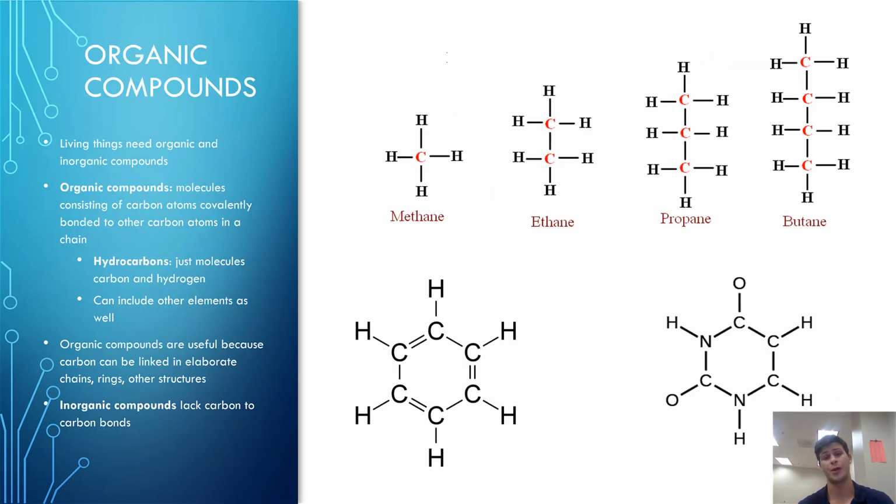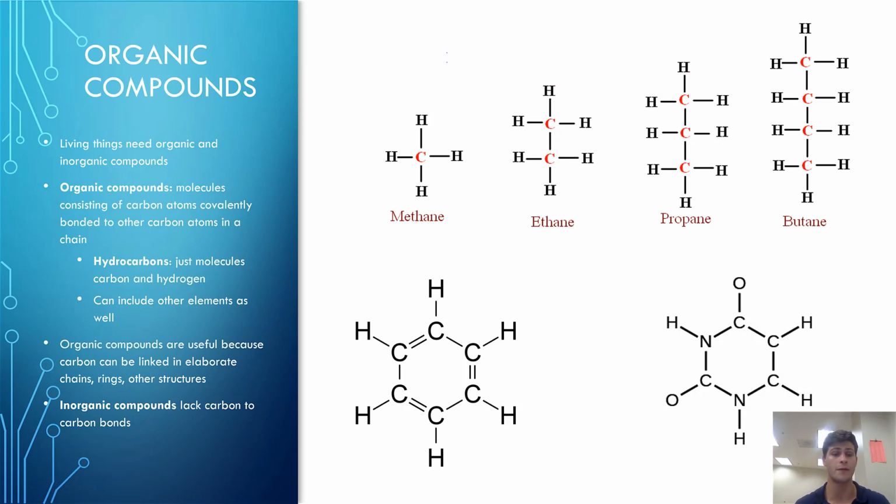Now, I know this lecture is running a little bit long here, so for the last 3 slides, we're going to shift gears a little bit and talk a little more about organic compounds. Basically, living things need both organic and inorganic compounds in order to survive and thrive. When you think organic compounds, think molecules consisting of carbon atoms covalently bonded together with other carbon atoms, as well as additional types of atoms from other elements, into these long chain or branching structures.